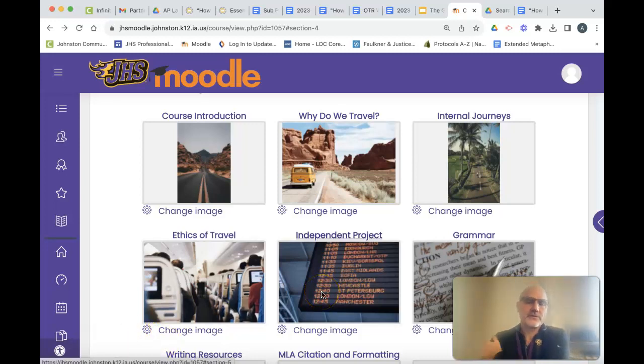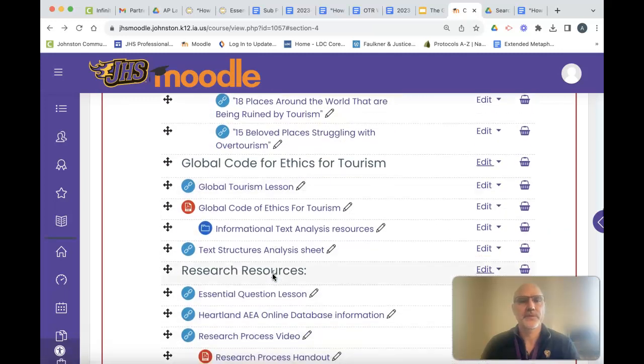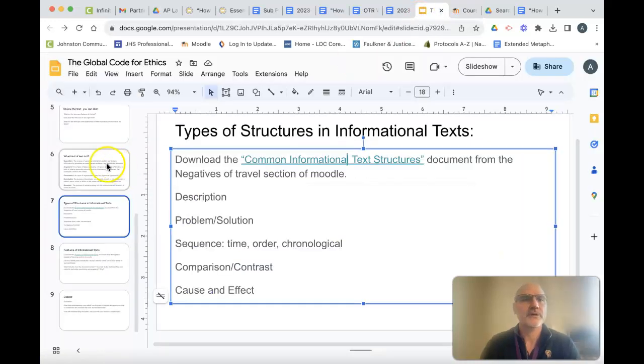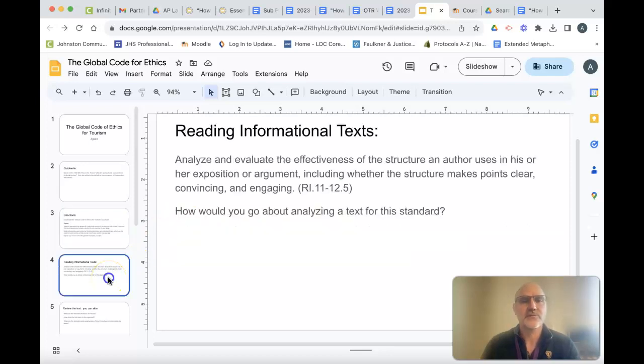We are going to continue with the lesson that we did yesterday on the ethics of travel. If you go into the ethics of travel section of your Moodle page, you'll find everything you need in the Global Code of Ethics for Tourism. We did the jigsaw of it on Monday, and today's Tuesday, so we're going to move on to start talking about reading informational text. This is the Iowa Core Standard.